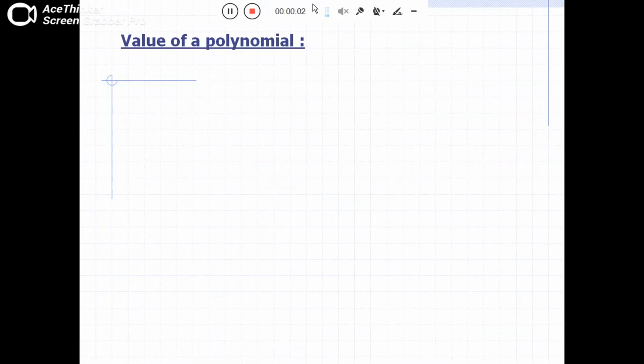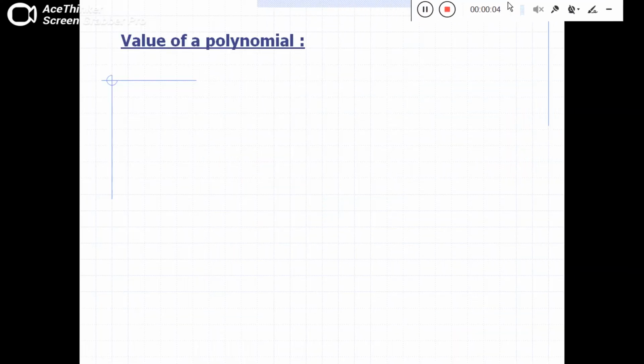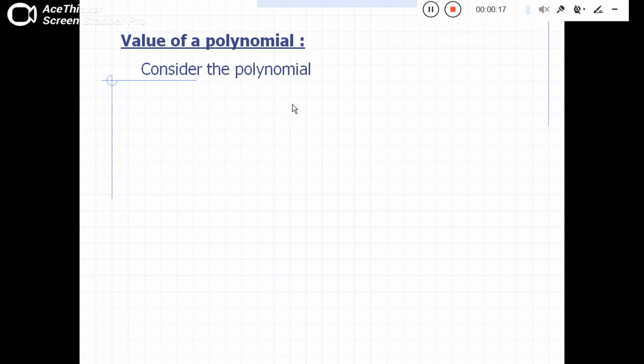Okay, next is the very important part: how to find the value of a polynomial. If a polynomial is given, it is very easy to find its value. Let us see how to find the value of any polynomial. Consider a polynomial p of x given as x square minus 3x minus 4.